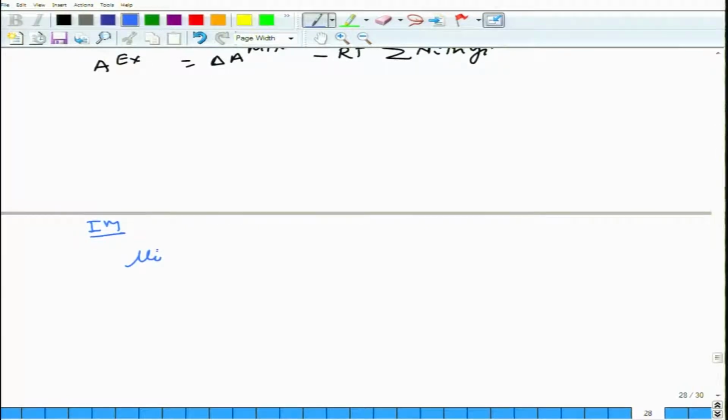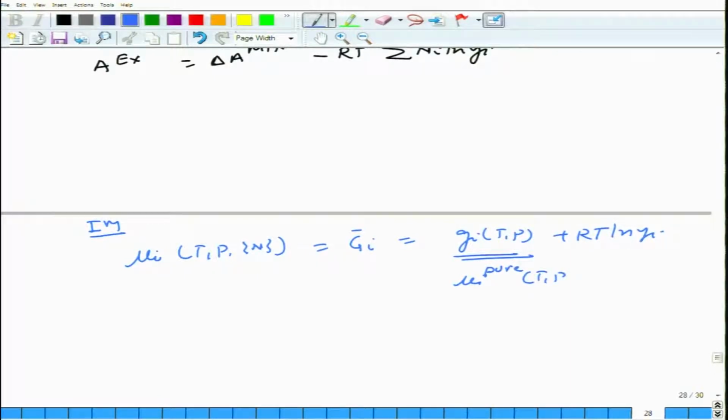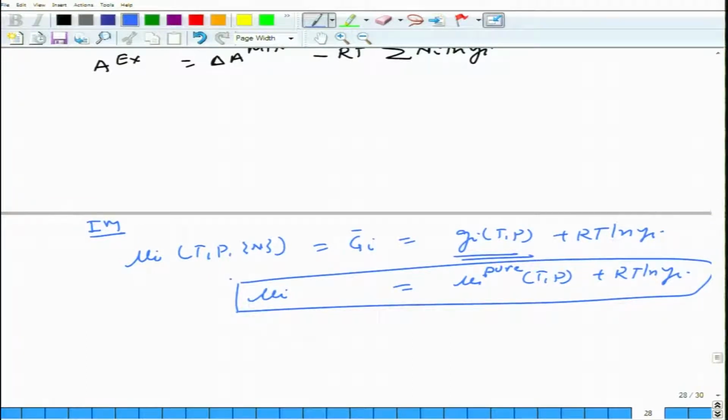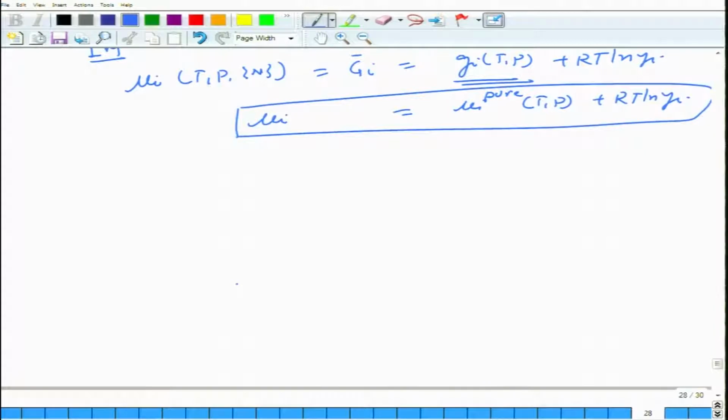So, I am just going to continue this and talk about the ideal mixture. If you recall, we have written mu i at T, P, which is nothing but the partial derivative of G, and this is nothing but small gi at T, P plus RT ln Yi. This is for an ideal mixture. And this is nothing but mu i for pure component at T, P plus RT ln Yi. This we have earlier talked about.